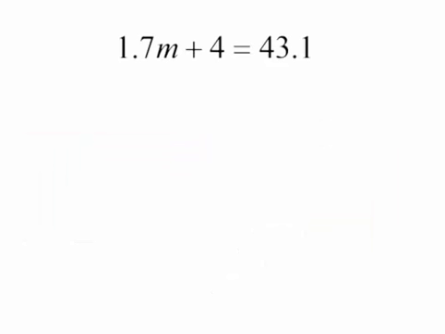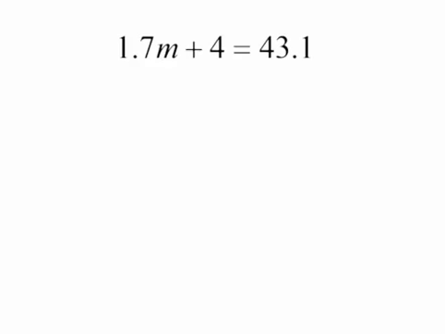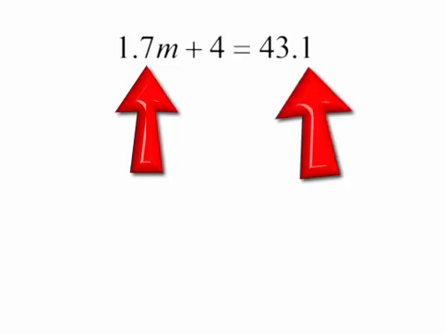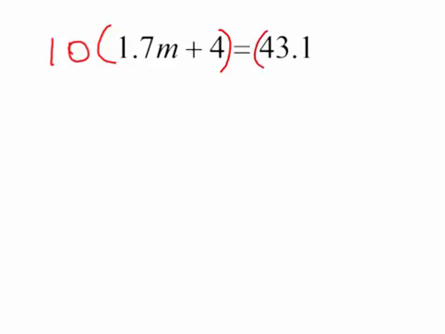We have the equation 1.7m plus 4 equals 43.1. Once again, we can work this equation with the decimals, or if we would like to make it easier, we can choose to get rid of those decimals. How many digits or numbers are behind the decimal point in 1.7? And it is 1. In 4, there aren't any digits behind the decimal point. 43.1 only has 1 number. So it looks like 10 will do the trick here. I'm going to choose to multiply both sides by 10.